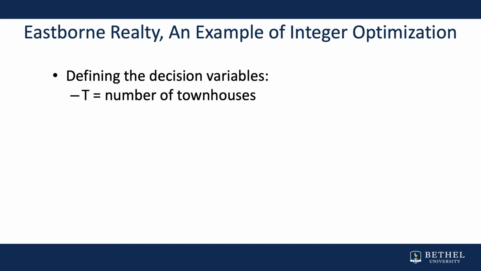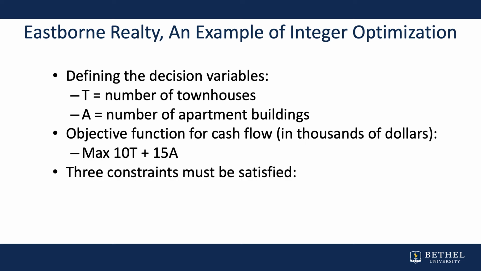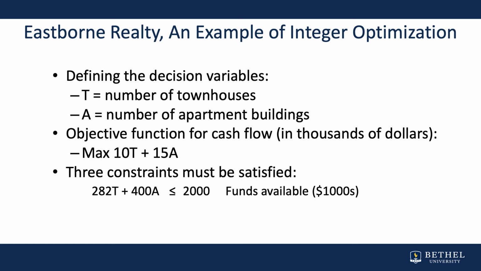T, we're going to use to represent townhomes, makes sense. And A, we're going to use to represent apartment buildings. Now that we know what our decision variables are, we can put together our objective function. That is to maximize 10T plus 15A. We have 3 constraints that must be satisfied. First, we have to look at 282T plus 400A has to be less than or equal to 2,000.